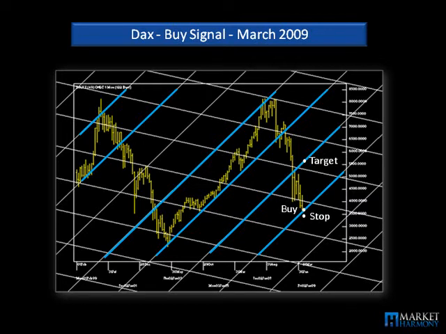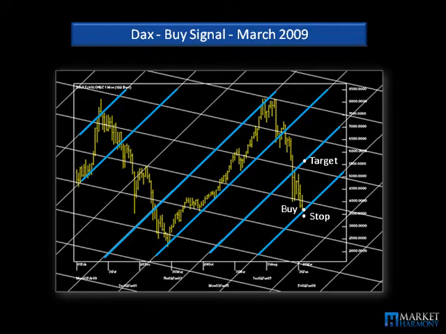Here in March 2009, we again see the DAX at the critical upward sloping support line, having fallen precipitously from the 2007 highs, as we expected. Now we are interested in buying the market again, with a stop the other side of the line and a target up at the overhead line of resistance.